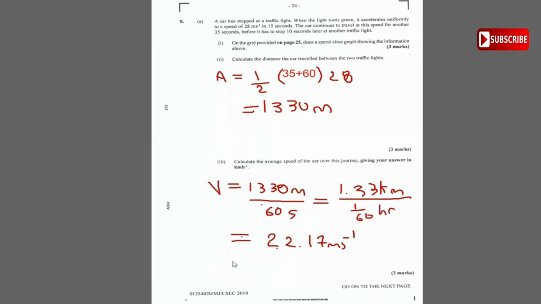So 1.33 divided by 1 over 60, that's 79.8 kilometers per hour. 79.8 kilometers per 1 hour. Nice and easy. All right, now let's see what else they ask.